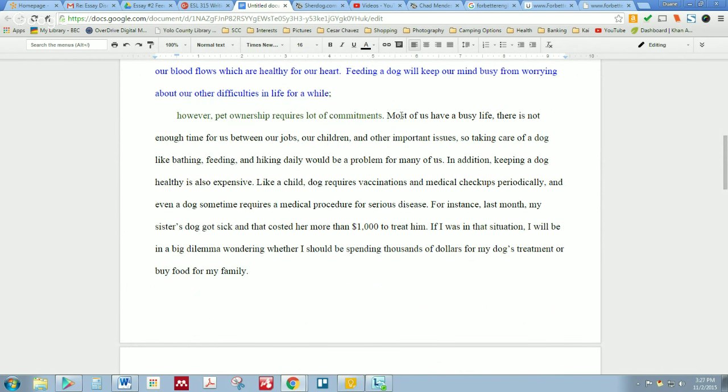Most of us have a busy life. There's not enough time for our job. So now this is general negative things about having a dog, right? It's in particular about money. So this is background, blue. And here we have a specific example. So I'm going to make a specific example.